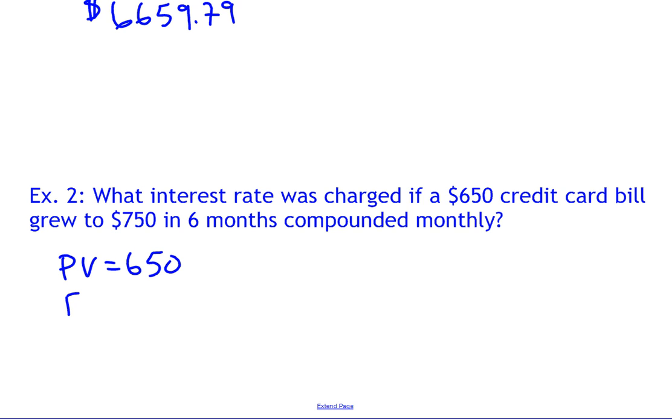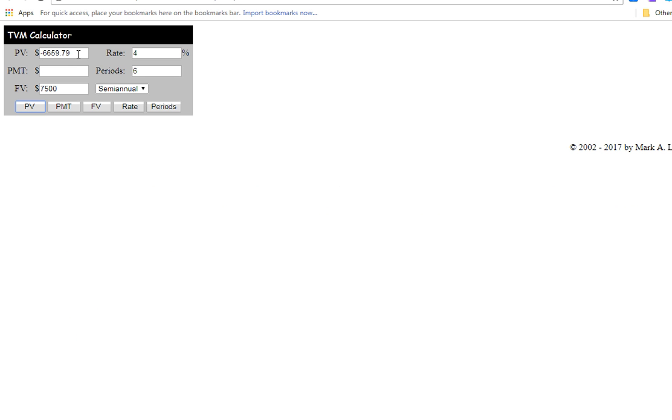The future value is what it's worth at the end. So this thing grew to $750. It's for 6 months, and it's compounded monthly, so the number of compounding periods is equal to 6. So we're going to plug those values into the TVM solver and see what it gives us as a rate. So here's our TVM solver. The present value is $650. The future value is $750. We don't know the rate. The number of periods was 6, and it's compounded monthly.